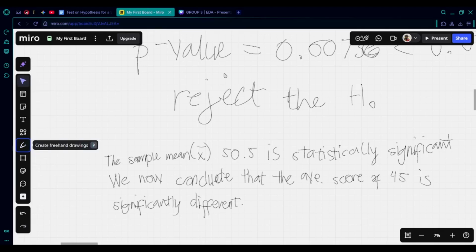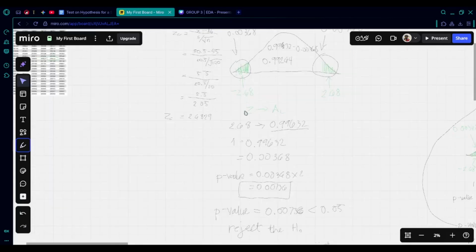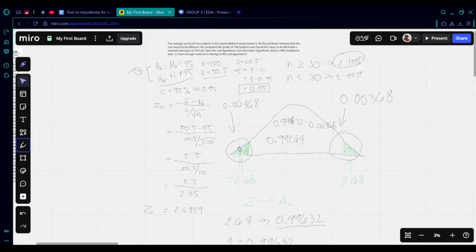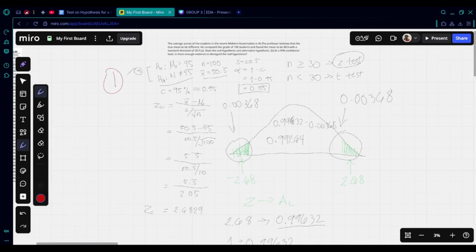Now that we have the step by step on how we solve the significance testing or the p-value method, to summarize, for our first problem, first we locate the null and alternative hypothesis. After we locate the null and alternative, this is the first step. Let me make it red for you. So this is our first step.